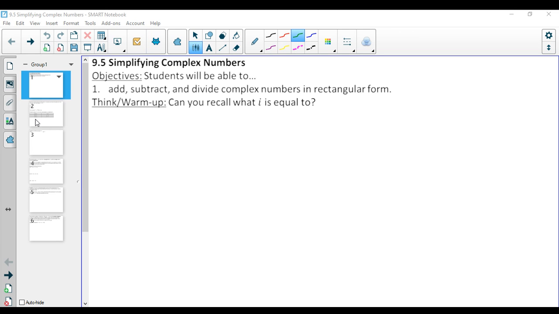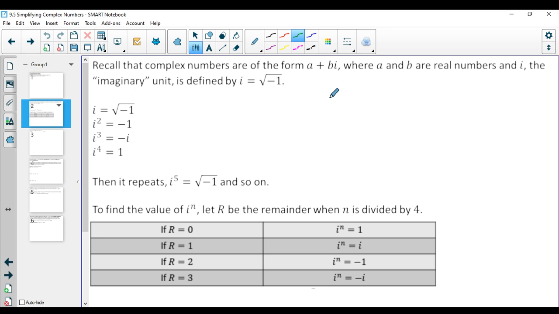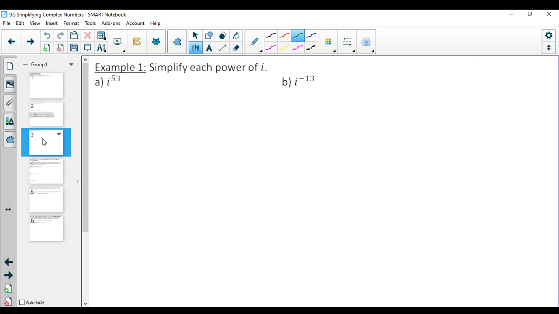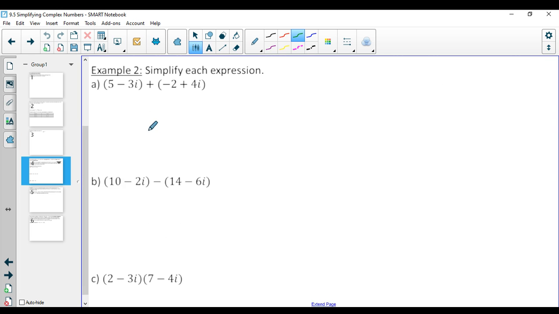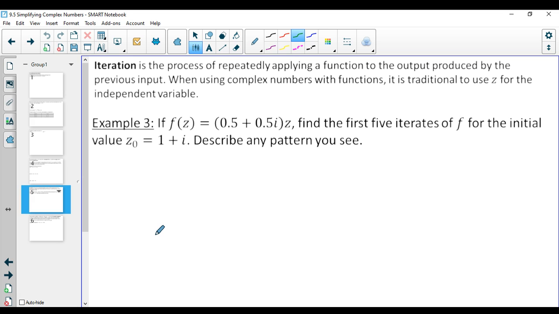Numbers is what we did, and we talked about taking i to a super high power, and we simplified high powers of i, and then we did basic addition and multiplication. And now, for this, iteration is the process of repeatedly applying a function to the output produced by the previous input. Ugh, that is a lot of word jumble.